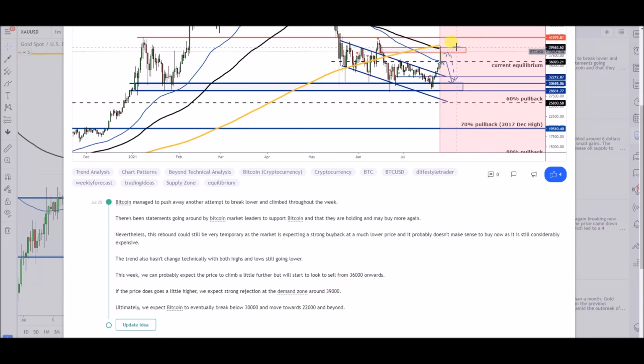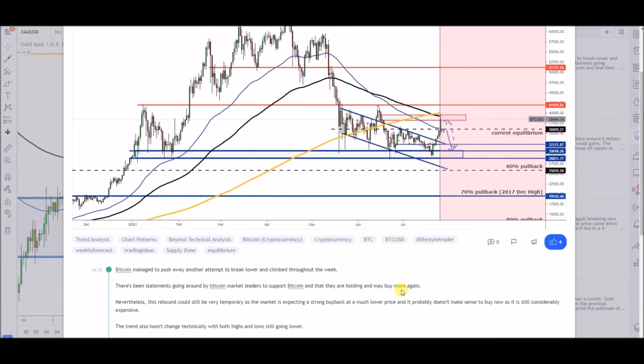That's the reason why we are seeing rejection at 39,000, because that's obviously an important supply zone to take note of. So ultimately, we expect Bitcoin to eventually break below 30,000 and move towards 22,000 and probably beyond. For the short to midterm view, we are still going to sell. In fact, right now is a very good time to sell at 39,000. If it goes up even higher, at the most, I think about 42,000 right here will be the maximum.